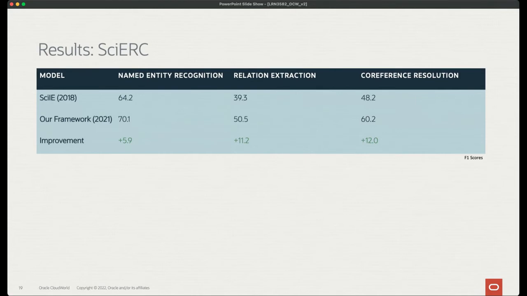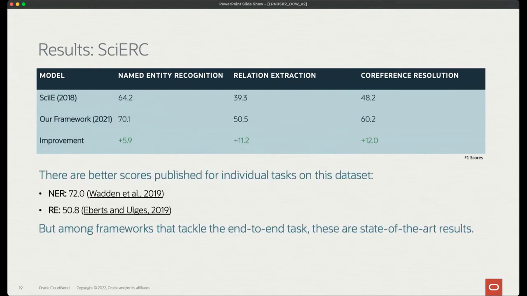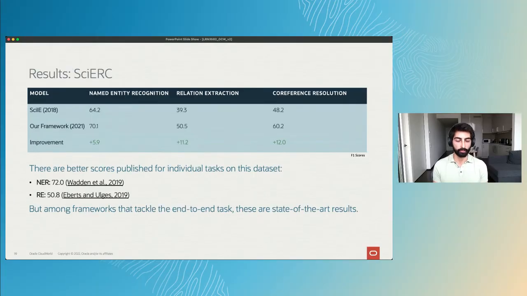So how did we fare on the scientific data set that we were trying to improve upon? We've actually improved quite a bit on all 3 tasks using these modern methods, with anywhere between 6 to 12 absolute percentage points gained in these tasks. And I should note at this slide that there are actually even better scores published for individual tasks on this dataset. There are better NER results on this dataset, or there are better relation extraction results. But among frameworks that tackle this end-to-end task of doing all 3 things and obtaining a graph from the text, at the time of our research, these were state-of-the-art results on this dataset.